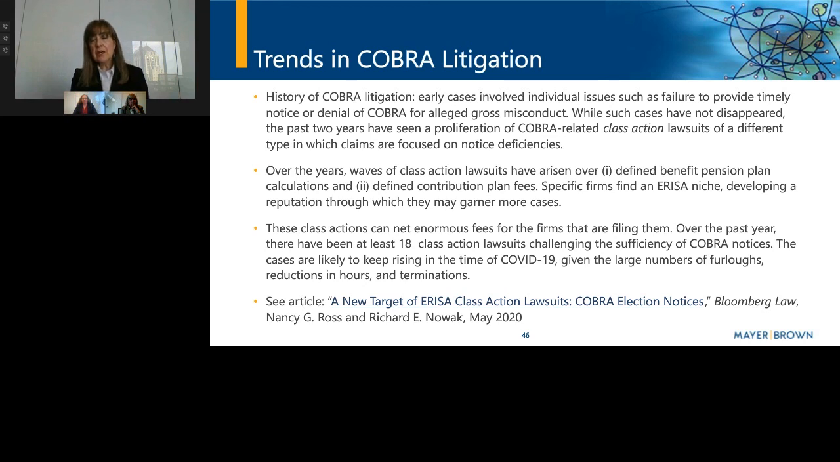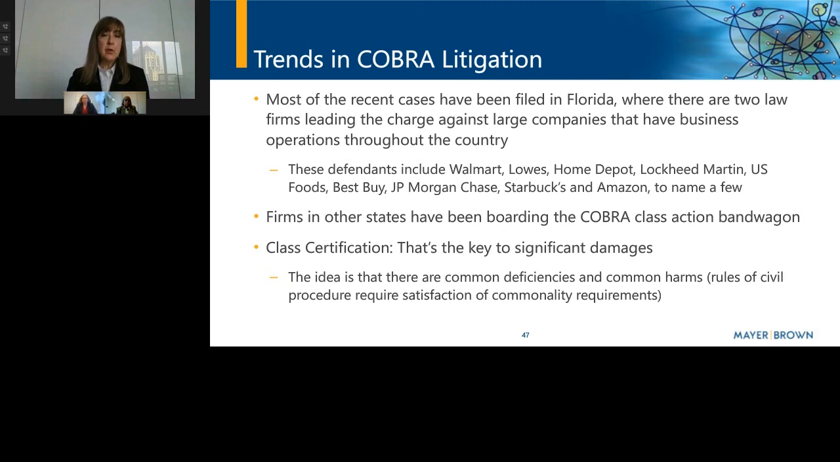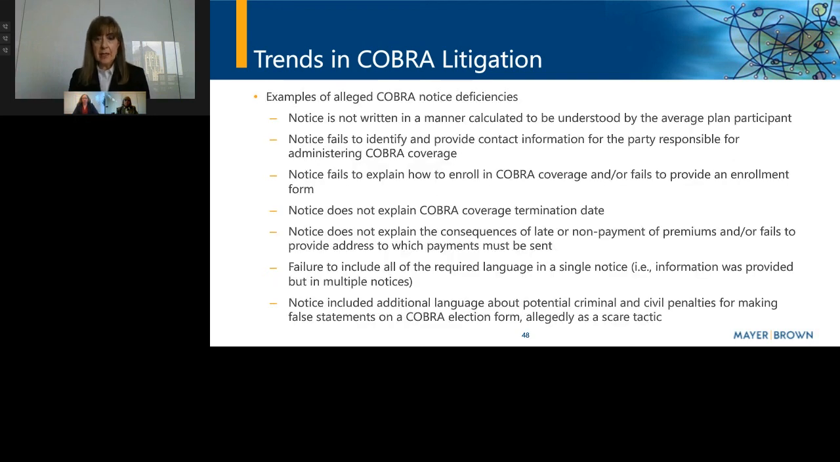So the theory underlying these class actions is that if a number of individuals got the same defective COBRA notice, then there are common harms that they all suffered. And most of these cases have been brought in the state of Florida. That's because there are two leading plaintiffs' law firms there that have led the charge, and their targets are large corporate entities that do business in all or most of the 50 states. But other lawyers in other jurisdictions have jumped on this COBRA bandwagon.